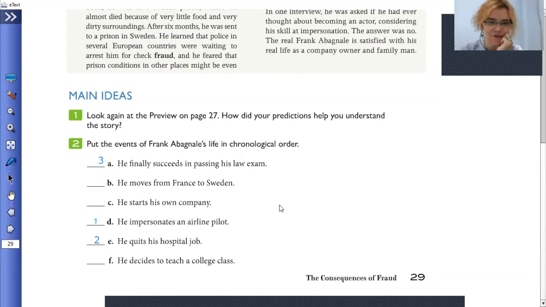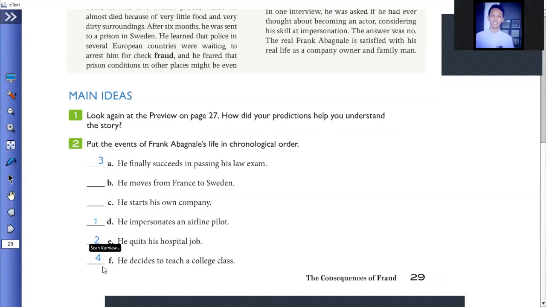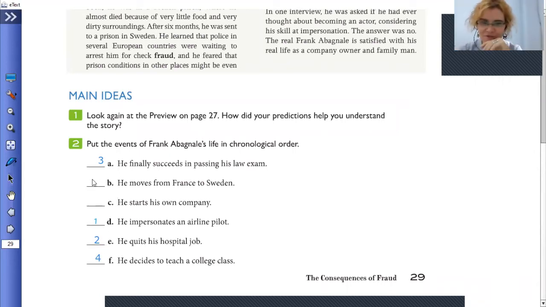Ricky, we continue with you. What's number 4, Ricky? B. After he passes his exam in law, he decides to teach a college class. F. Ricky, what's number 5? He starts his own company. First he moves from France to Sweden. That's 5. And then 6, he starts his own company.